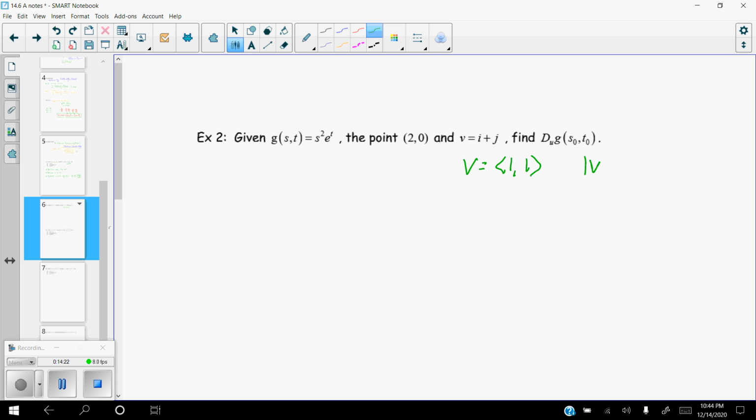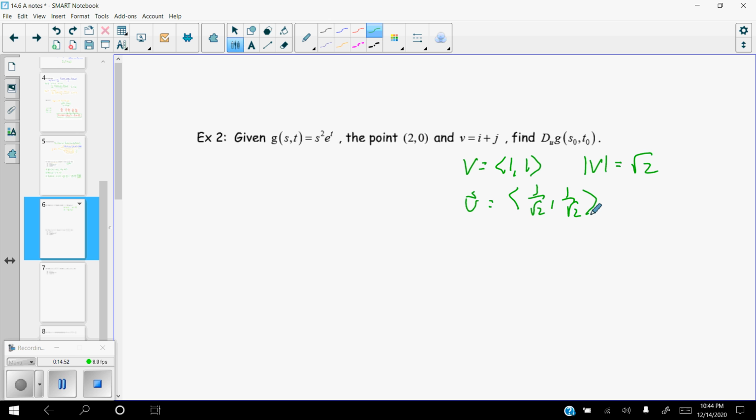So let's find the magnitude of v, which is the square root of 1 plus 1, or the square root of 2. And then we're going to multiply everything by 1 over root 2. So you're going to get the unit vector to be 1 over root 2, 1 over root 2. So if you're not already given a unit vector, you have to take whatever the vector is for the direction and create a unit vector.